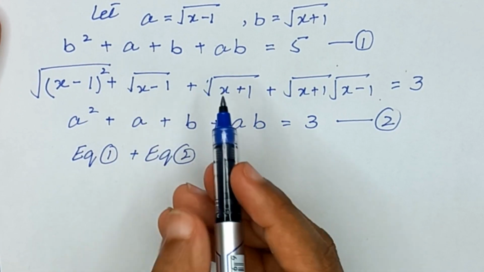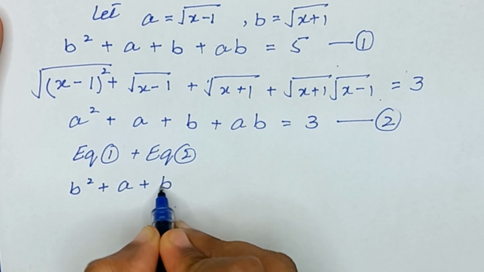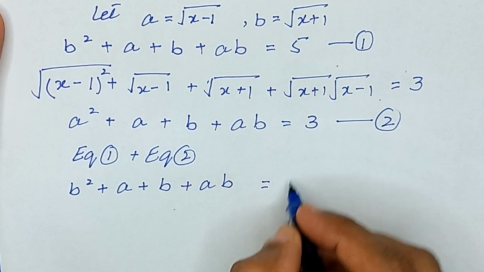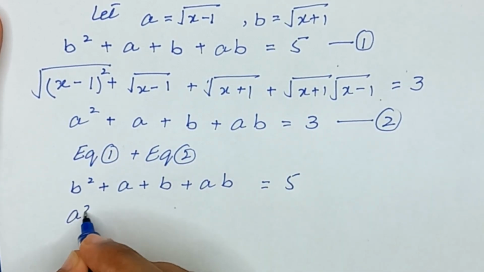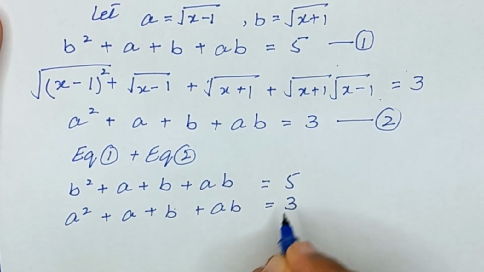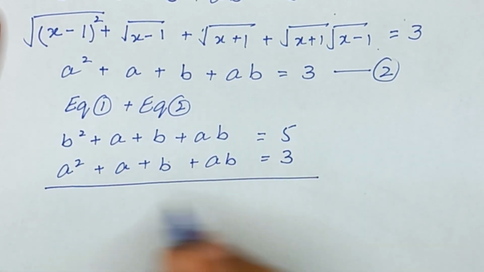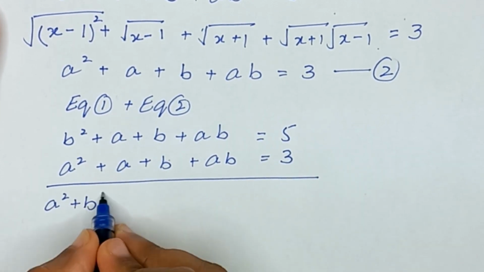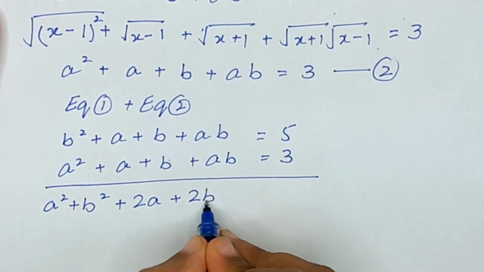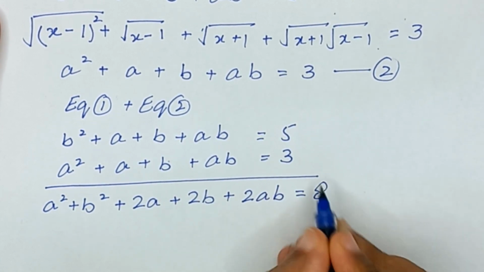So equation number 1 is B square plus A plus B plus AB is equal to 5, and A square plus A plus B plus AB is equal to 3. Now we'll add both equations, so it will become B square plus A square, or we can write it as A square plus B square, and it will become 2A, 2B, and 2AB. It will be equal to 5 plus 3 is 8.